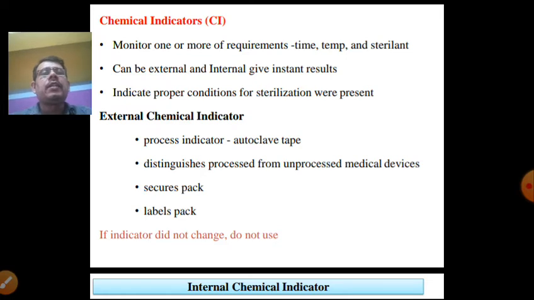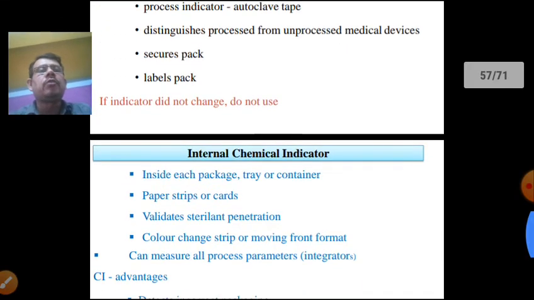An external chemical indicator is a process indicator, in the case of autoclave tape, which distinguishes processed from unprocessed medical devices, and is used to secure packs and label packs. If the indicator did not change, do not use the item. If there is any change, the sterilizer worked and you can use it.